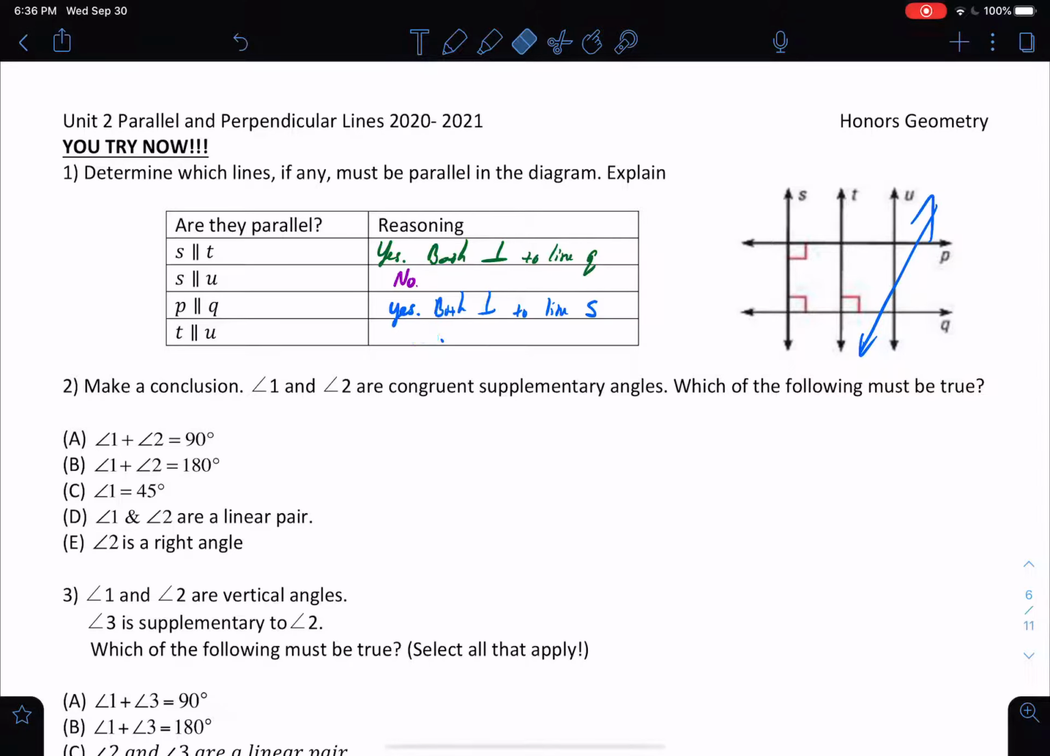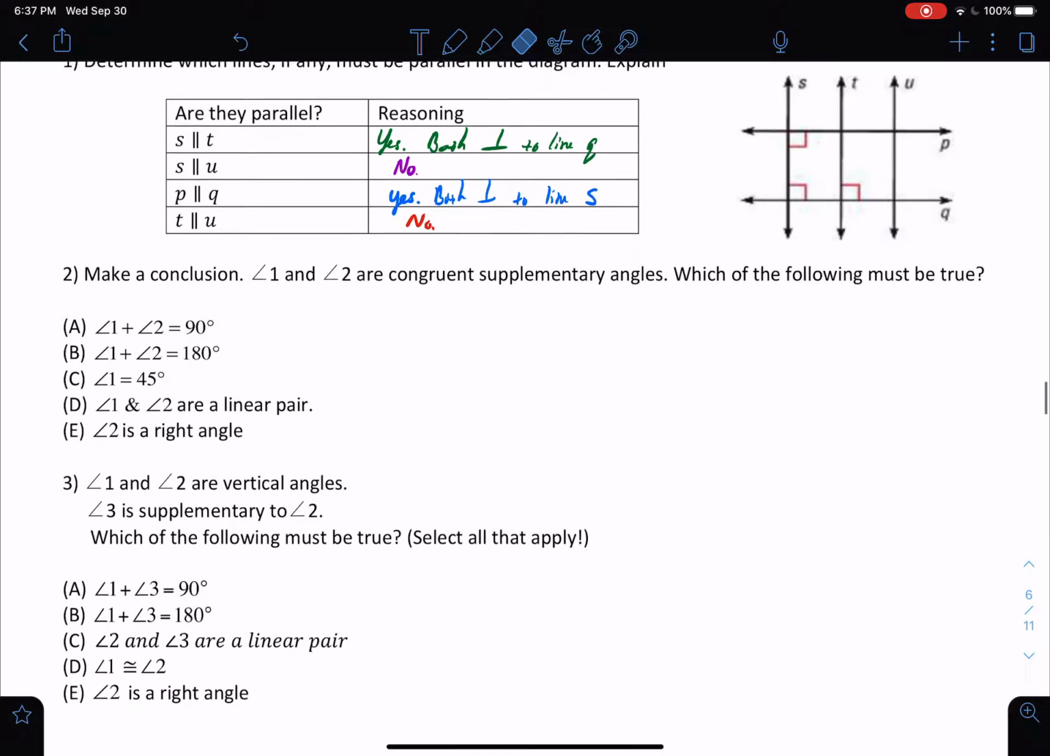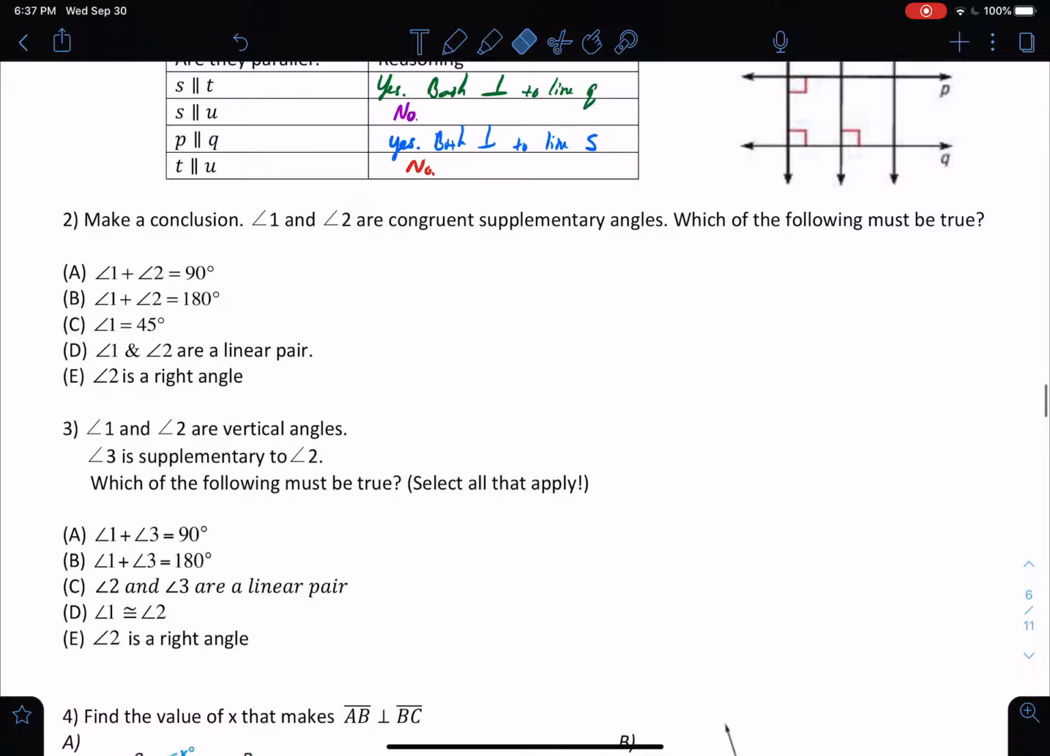I'll get a different color just so I'm consistent. No, I don't know anything about U, so I can't say that it's going to be parallel to T. Okay? So let's move on. Let's do some select all that apply questions. All right, make a conclusion.